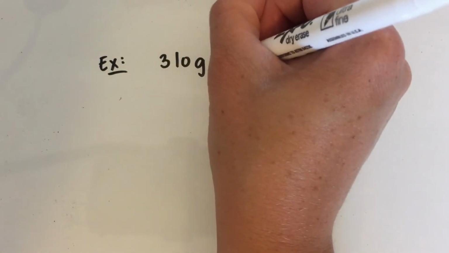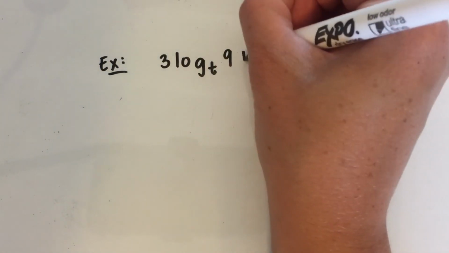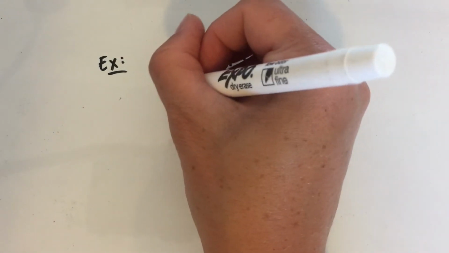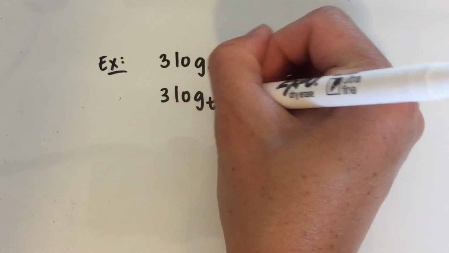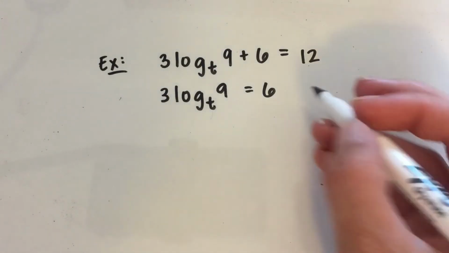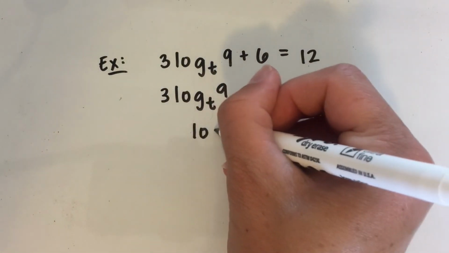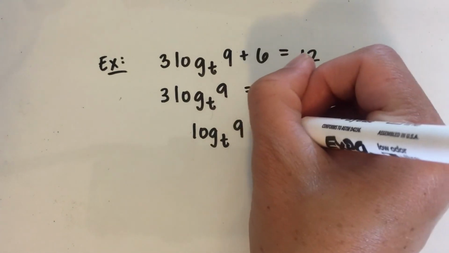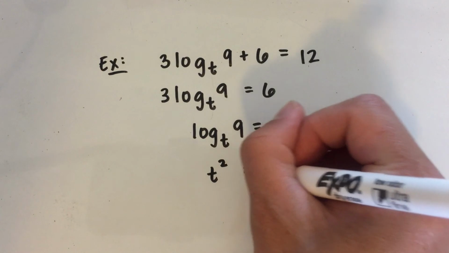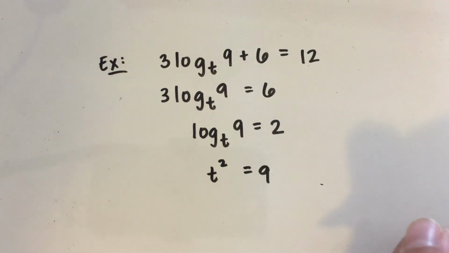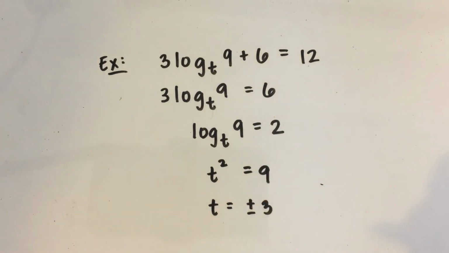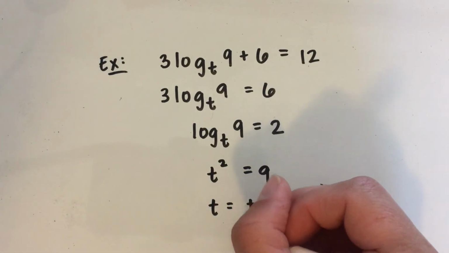For the next example, we have 3 log base t of 9 plus 6 equals 12. So first we can subtract 6 from each side. And now we can divide 3 from each side. So we get log base t of 9 equals 2. Now converting this to exponent form, we get t squared equals 9. And so t equals plus or minus 3. But since our base number has to be greater than 0, we'll get t equals 3.